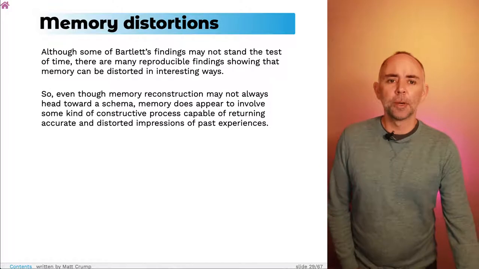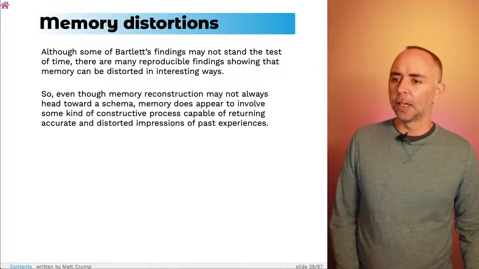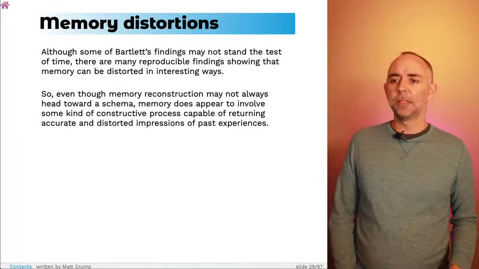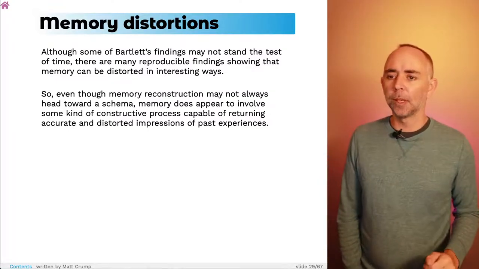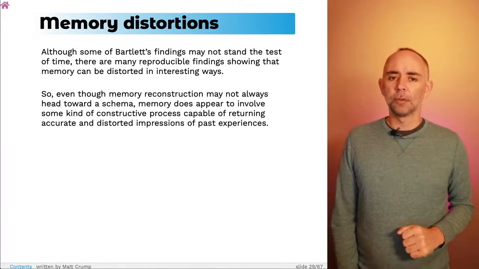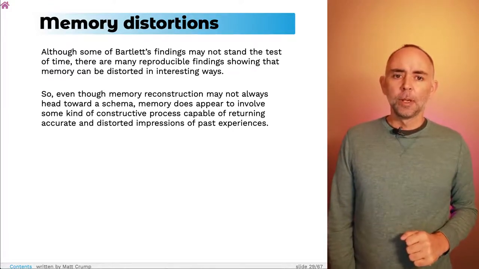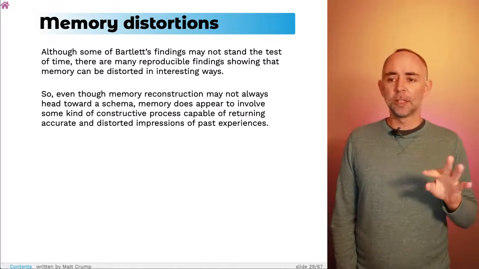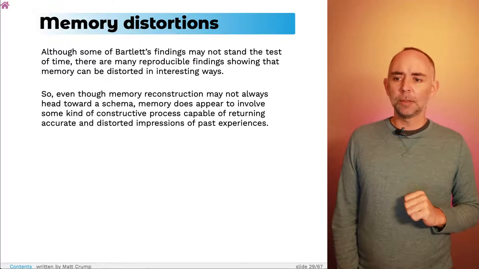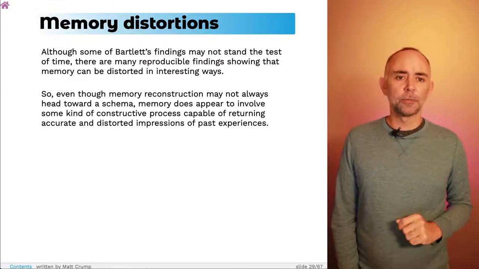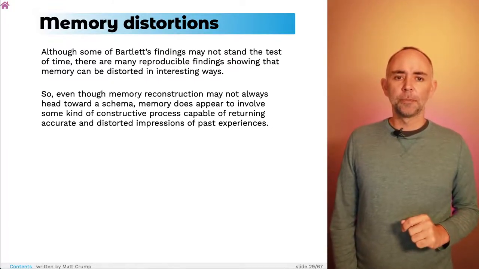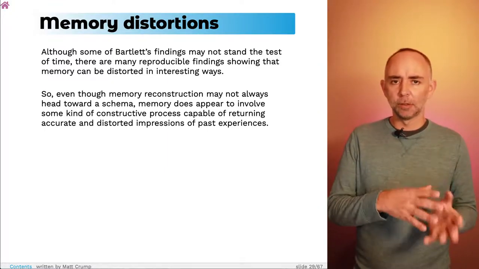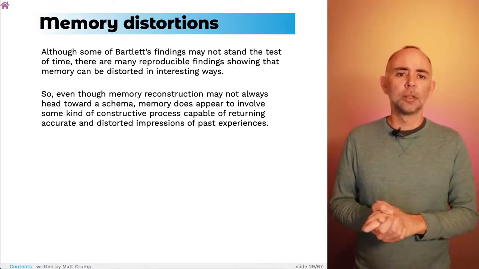Okay, so although some of Bartlett's findings might not stand the test of time, there are many reproducible findings showing that memory can be distorted in interesting ways. And we'll talk about those throughout the rest of this course. So even though memory reconstruction may not always head towards some kind of central schema, it does appear to involve some kind of constructive process capable of both returning somewhat accurate impressions of past experiences, but also distorting those impressions of past experiences.